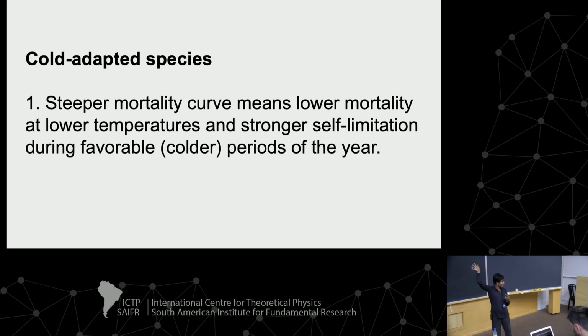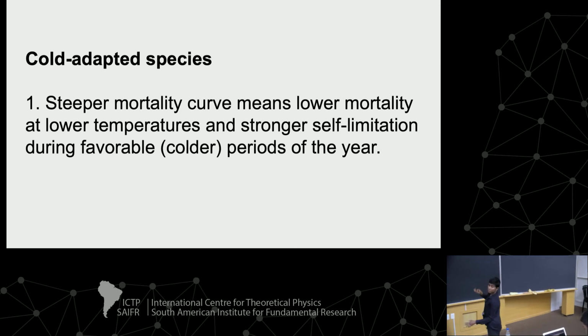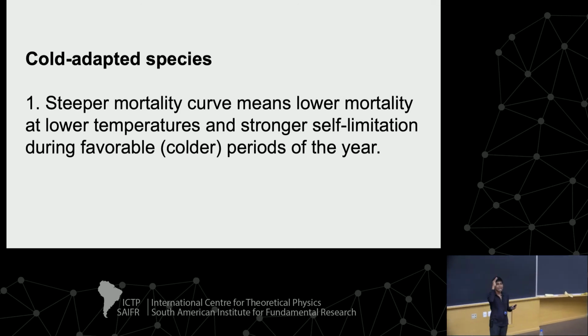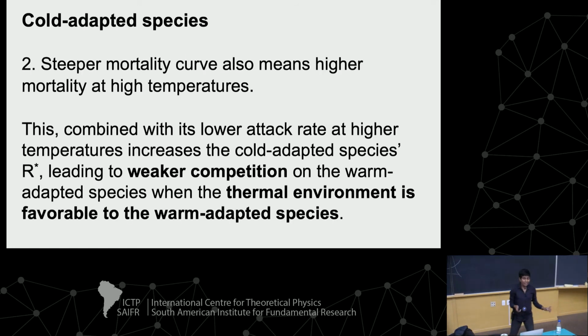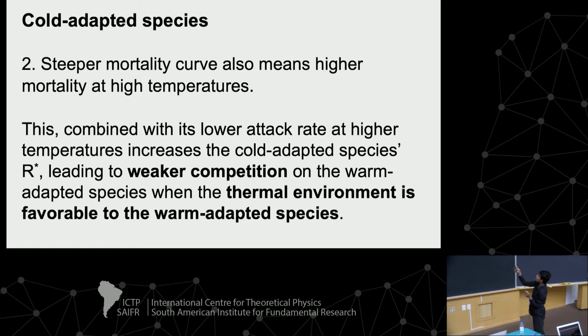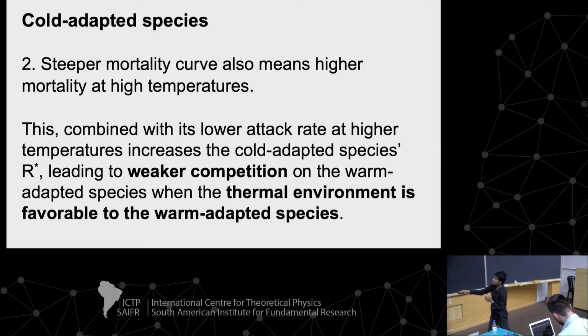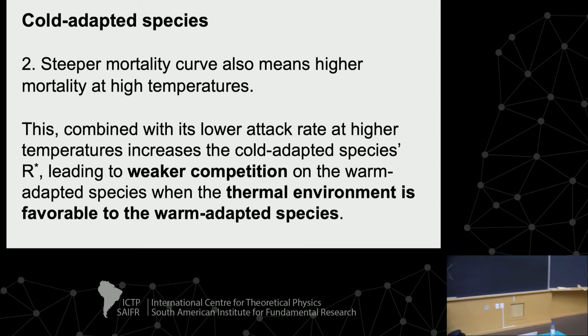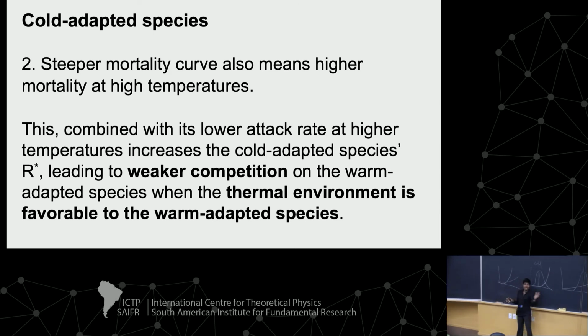But for the moment, the cold adapted species is going to be very strongly self-limited if a lower thermal optimum is coupled with what? A higher temperature sensitivity of mortality. So low X and high P. Second, a steeper mortality rate curve also means higher mortality at higher temperatures, right? If you're steeper, you're going to have high mortality very quickly because it's a very steep exponential curve.